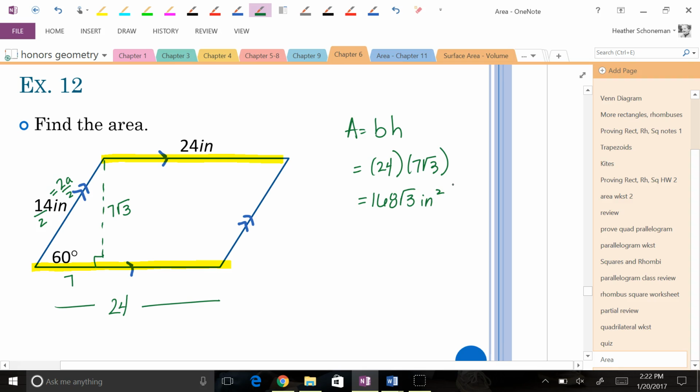Okay, I want you to pause the video now, and I want you to do number 13 on your own. Number 13 is another equilateral, equiangular triangle. We did that in example 8 in first semester, so pause and see if you can figure it out on your own.